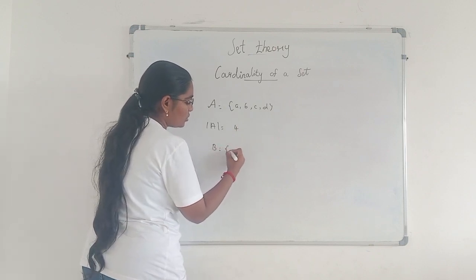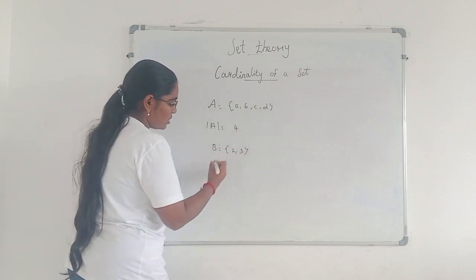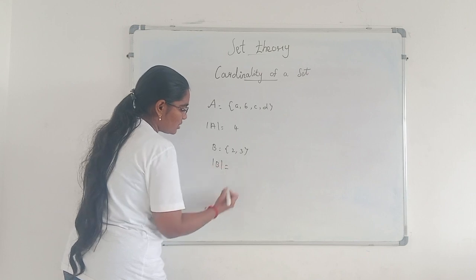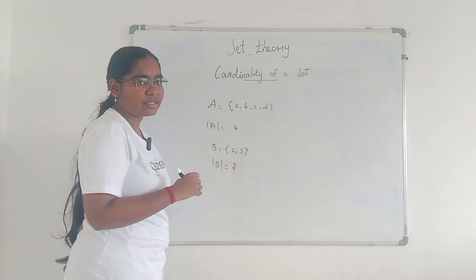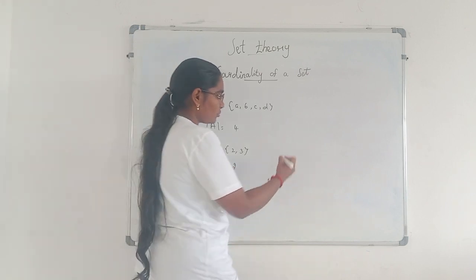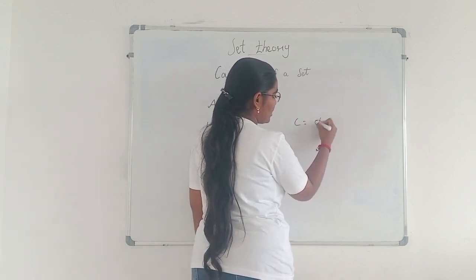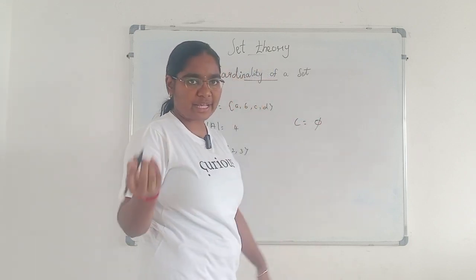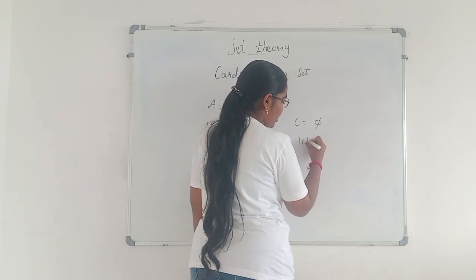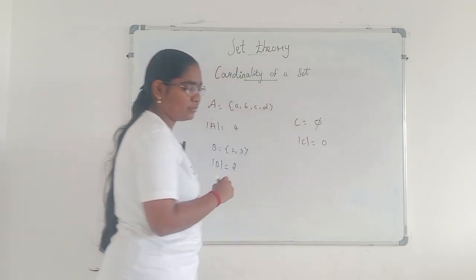B equal to {2, 3}. So, here the number of elements is 2. So, cardinality of B is 2. Here C equal to null set. So, here there are no elements. So, cardinality of C is 0.